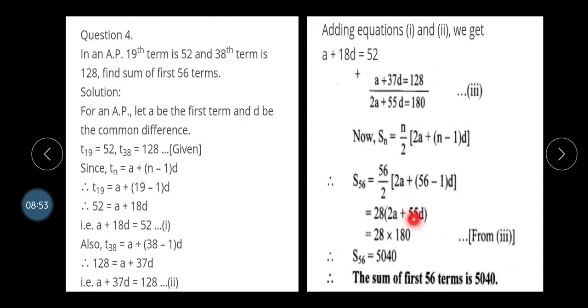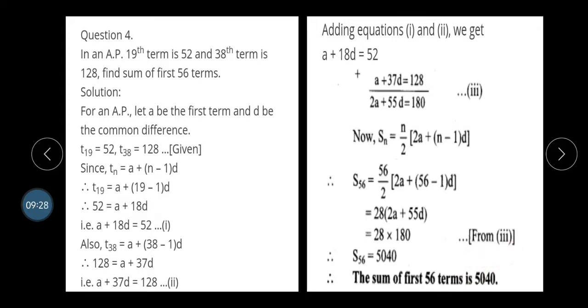56 minus 1, we will get 55. When you divide 56 by 2, we are getting 28. 28 into 2a plus 55d. But our 2a plus 55d is, students, what? 180. So we will be directly substituting 180 over here instead of writing 2a plus 55d. So 28 into 180 is equal to 5040. Therefore, the sum of the first 56 numbers is 5040.